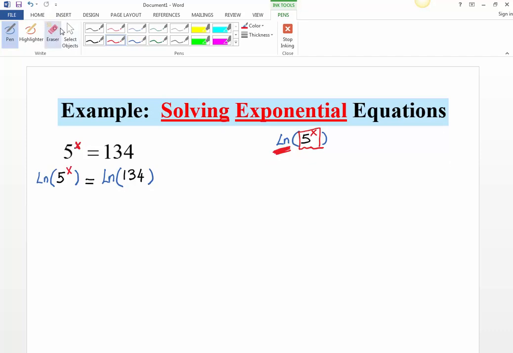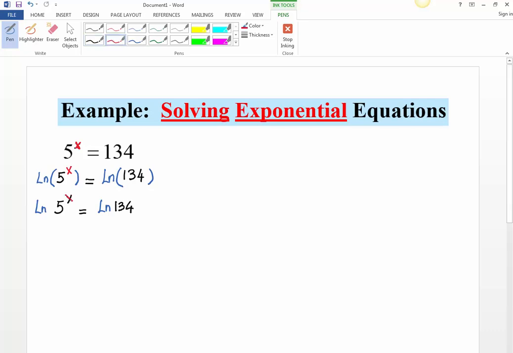So what happens next is the following. We're going to go ahead and use a property that we have with ln or any log. Let me just rewrite the expression without the parentheses, which are really not necessary in this situation. So what we have is the following.